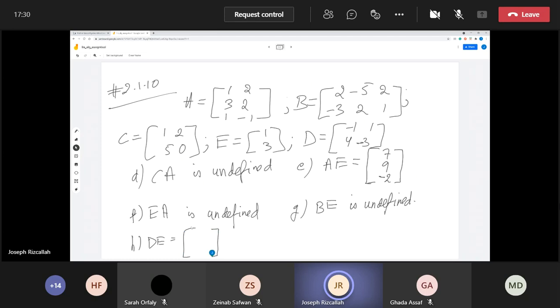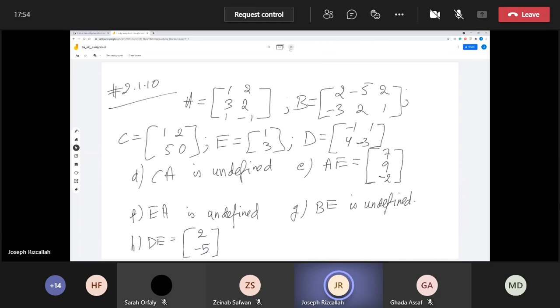And in the first entry, in the top entry, we will have -1 times 1 plus 1 times 3. So this is 2. And then 4 times 1 plus 3 times -3, which is -9. And 4, it's -5. That's it. This is the matrix DE. Okay.